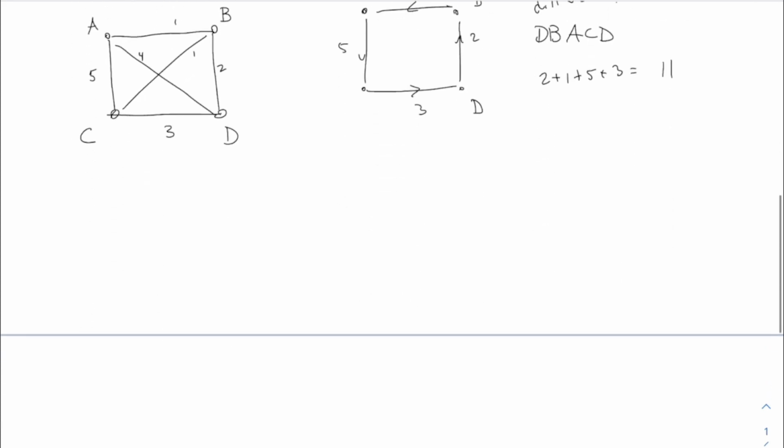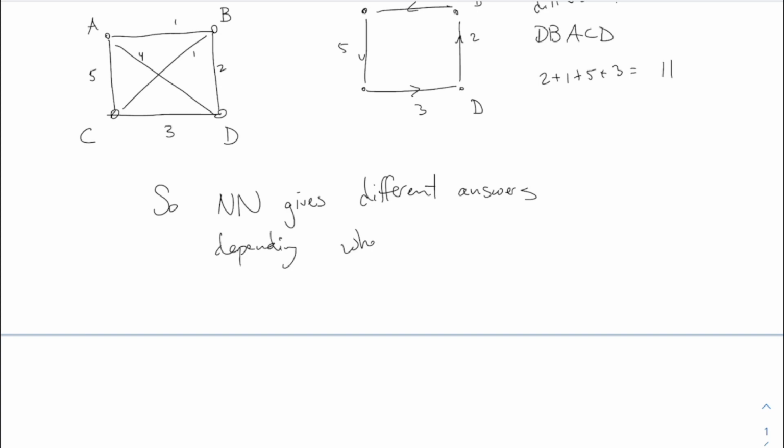So the moral of the story is, the nearest neighbor gives different answers depending on where you start, right? And, you know, starting at A might not always be the best way to do it. So if you want to use the nearest neighbor with the best possible results, you should just try it with each of the different starting points. This seems like a lot of work, but it's actually not very difficult. I mean, it's basically what I just did. I tried it at various different starting points. There's a name for that.